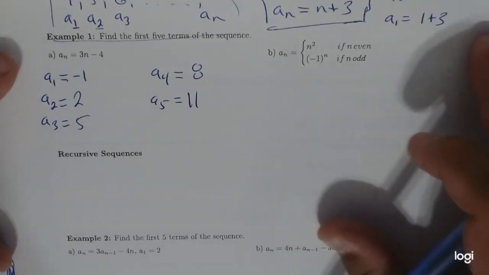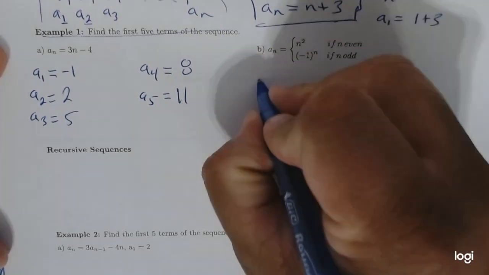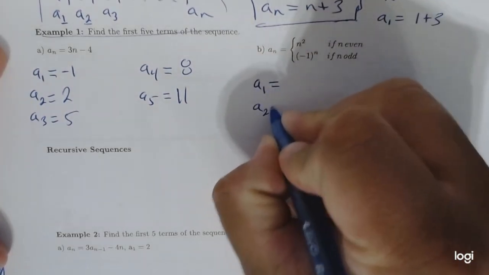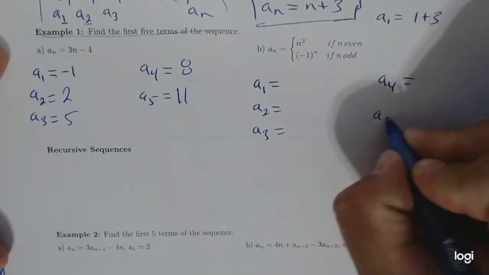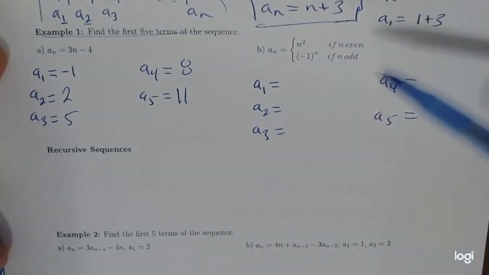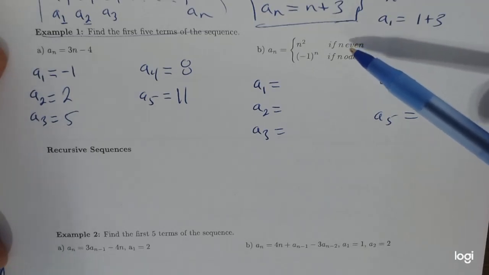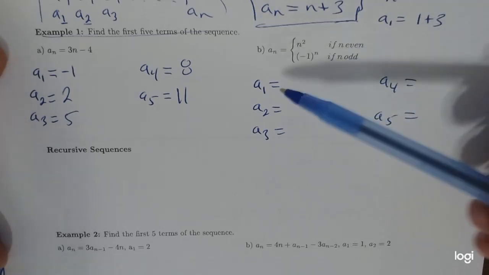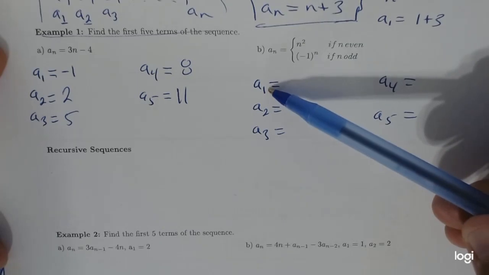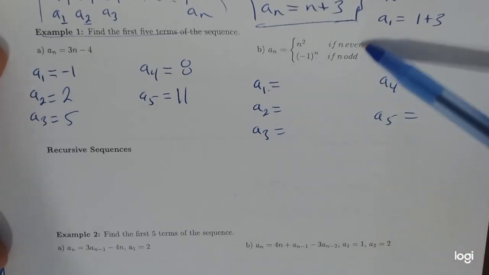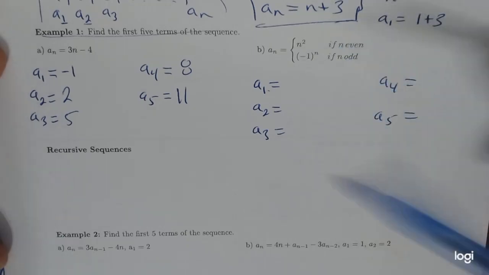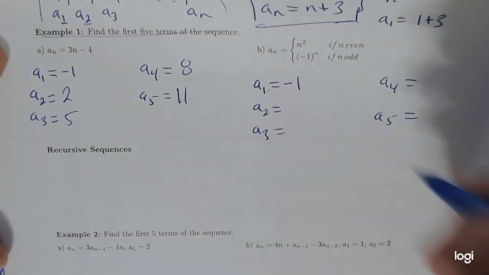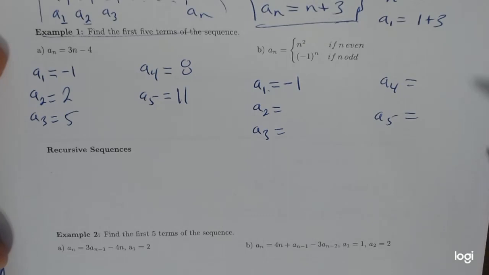Same thing applies for a piecewise function. So let's say we want a sub 1 again, 2, 3, 4, and 5. Now we have to be careful, because since it's a piecewise function, it's going to be one or the other, not both. So first off, a sub 1. 1 is odd, it's not even. So if n is odd, we do this. Negative 1 to the first power gives you negative 1. That's our first term.